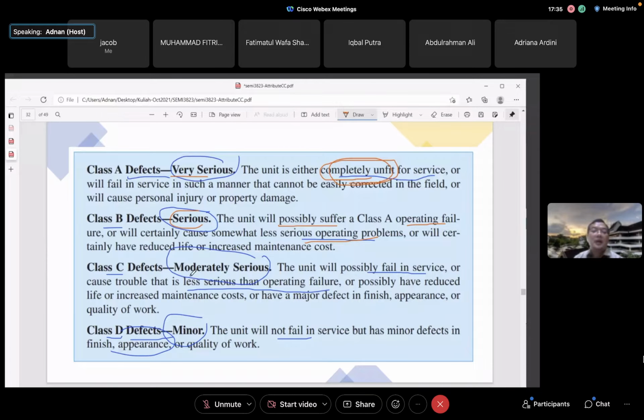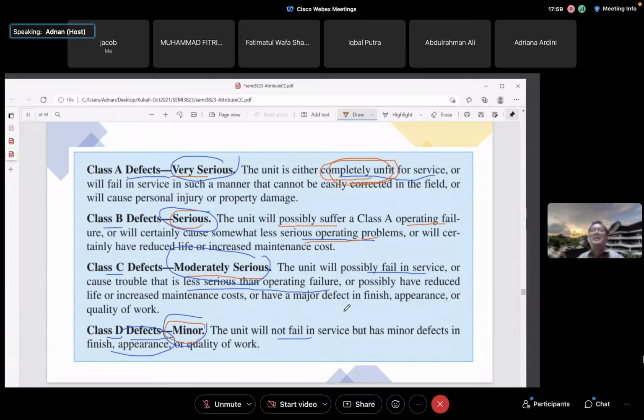So moderately serious, dia degree of seriousness less daripada B lah. Kalau C tadi macam scratch lah. So ini kita panggil demerit. Jadi all the attribute control charts that we have seen before did not consider this. Katakan C chart tidak mengambil kira aspek ini. P chart tidak mengambil kira, NP chart tidak mengambil kira.